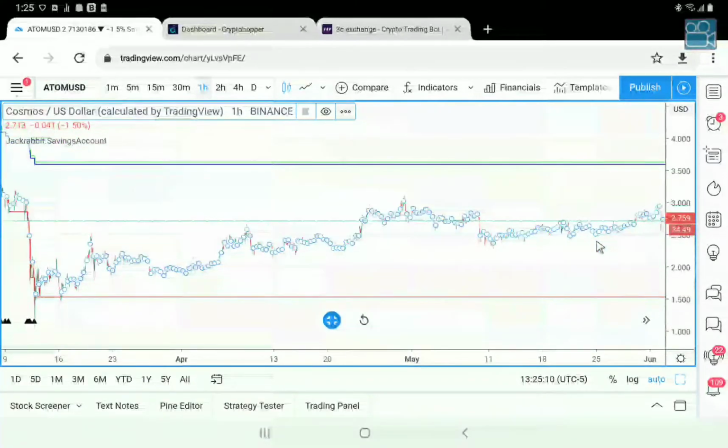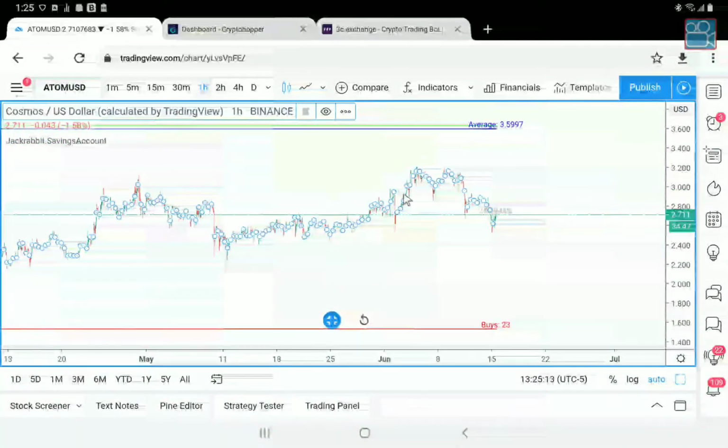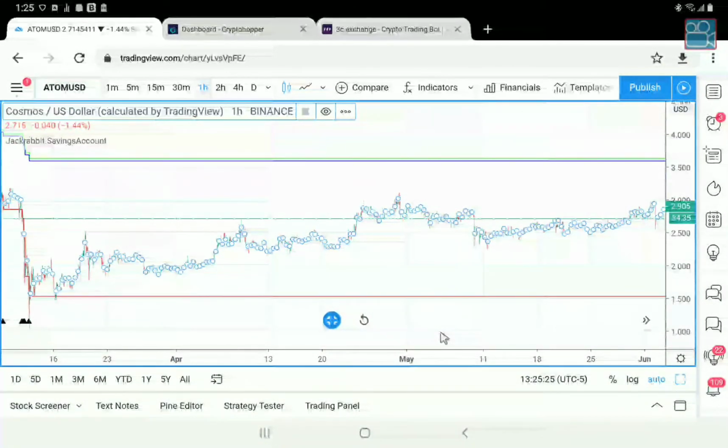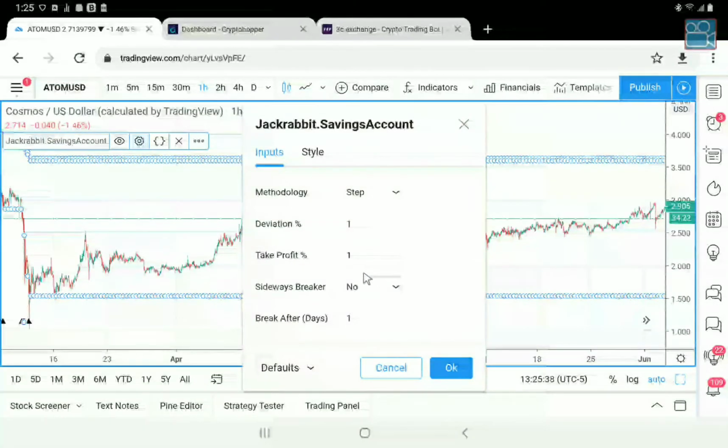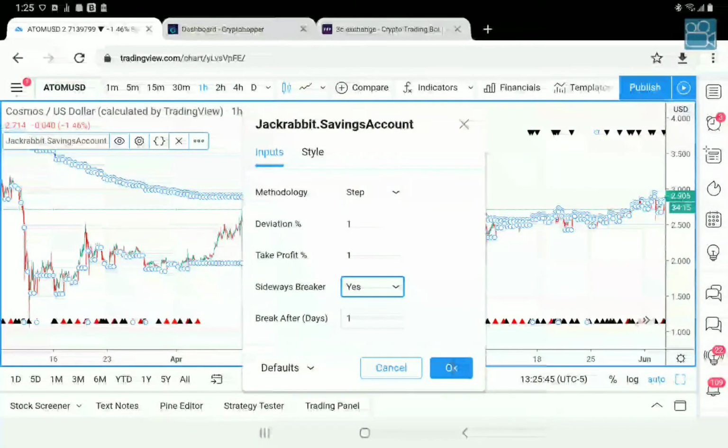And it's going nowhere fast, and it's just stuck in this channel between the take profit and the last deviation boundary. The whole point of the sideways breaker is to disrupt this mess. So let's turn it back on. Normally it defaults to 3 days, but I liked what I saw with 1 day for my particular risk assessment.